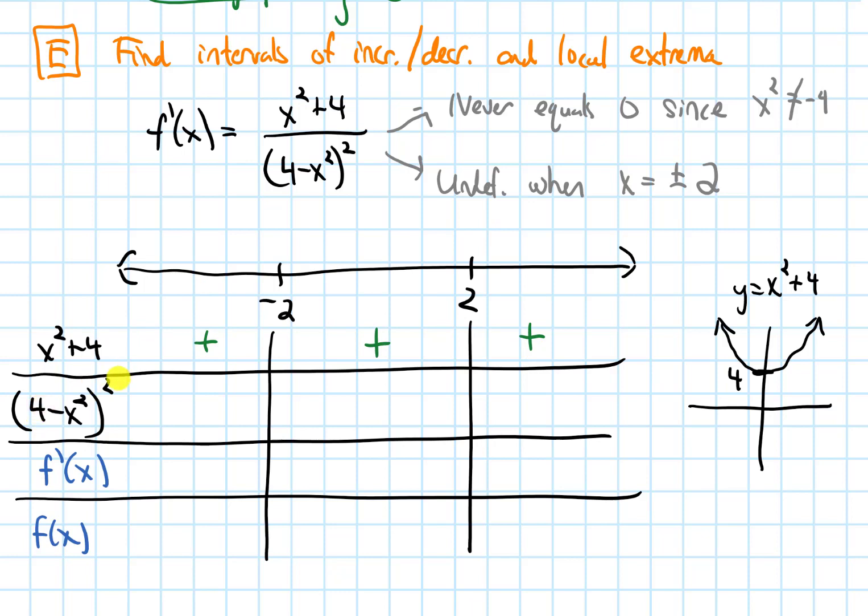With the next factor, because of this even power, this squared, on this whole thing, that's going to guarantee this is never negative. This is always going to be positive as well. Okay, and then dividing two positives gives me a positive. So my derivative is going to be positive in all of these. And when my derivative is positive, the original function is going up. It is increasing. Here as well, going up, increasing.